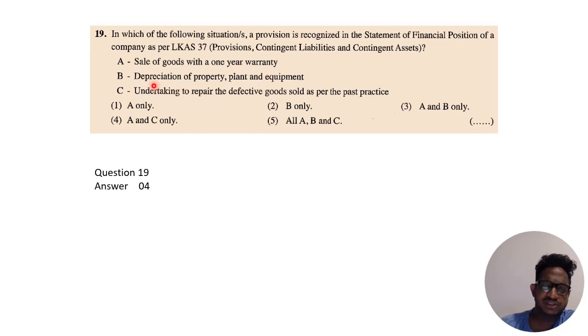Depreciation is not a provision. On one hand, depreciation is an expense. On the other hand, the accumulated depreciation is an asset account, a contra asset account. So that's not a provision. Undertaking to repair the defective goods sold as per the past practice, so it's also a provision. So the correct answer should be A and C.